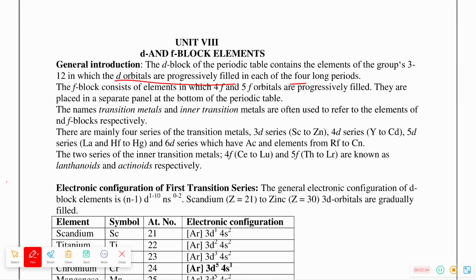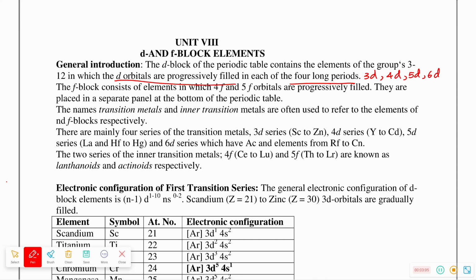And here there are 4 long periods. Which are the 4 periods? 3D series, 4D series, 5D series and 6D series. Okay. So how many groups are in D block? Group 3 to group 12. And how many periods are there? 3D series, 4D series, 5D series and 6D series.